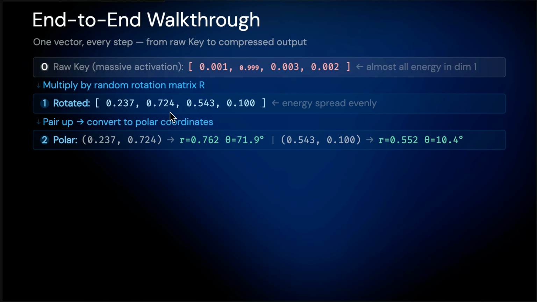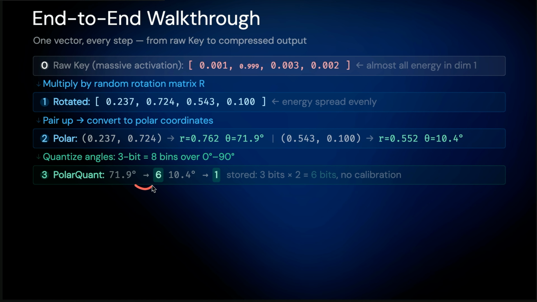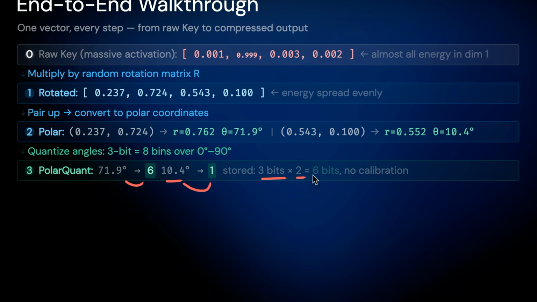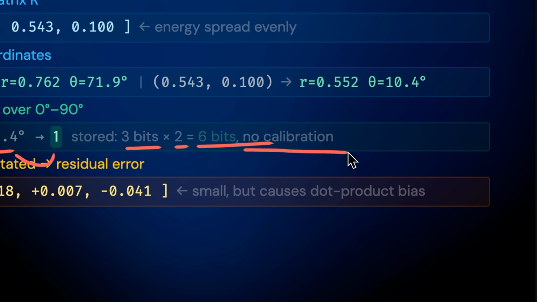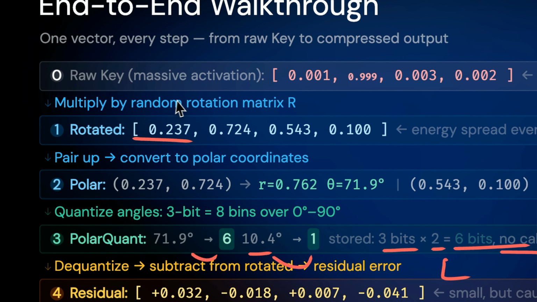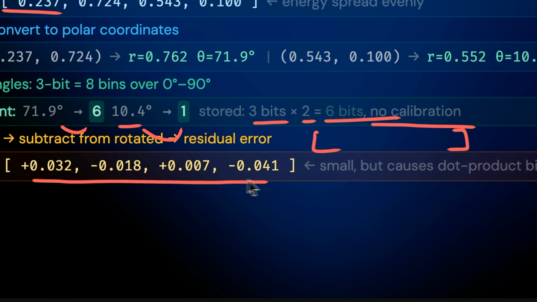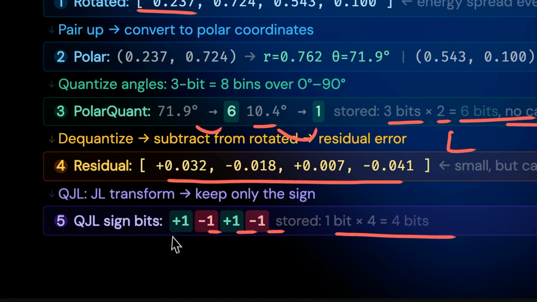Now that we have the polar coordinates, we just need to quantize the angles and store them. For 71.9 degrees, it is the sixth bin, and for 10.4 degrees, it is the first bin. So we stored 3 bits into 2, that is 6 bits, and nothing on the calibration side. When you want to dequantize it, it's the same formula, but you don't need to store anything. We get a vector after we dequantize in this step, right? We calculate the residual between the original and our dequantized vector, and this is how our residual looks. Now we just store the sign bits like +1, -1, +1, -1.